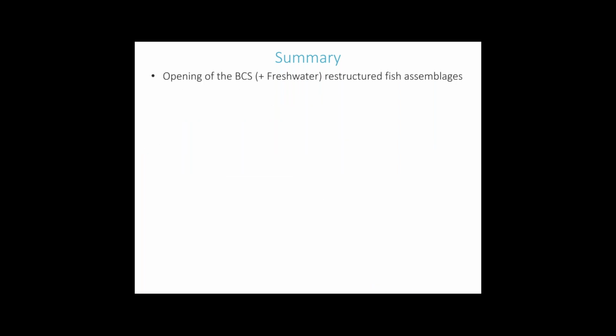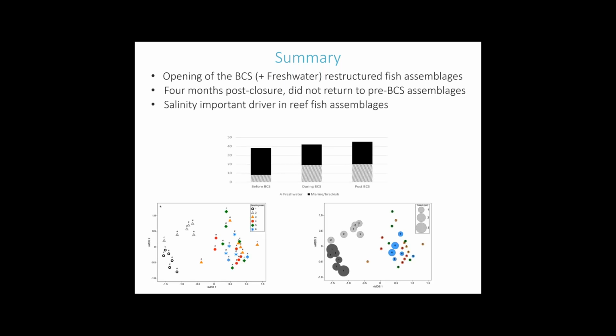So the opening of the spillway and the influx of fresh water restructured the fish assemblages. Even 4 months after the closure of the spillway, the community did not return to pre-opening assemblages. Salinity, as I mentioned, seems to be the driver in the fish assemblages in these habitats. I should say that we also have 4 sampling events for 3 North Shore reefs, so we can look at seasonality as well. I'm just not presenting it here. We were just interested in the opening of the spillway during this particular presentation.